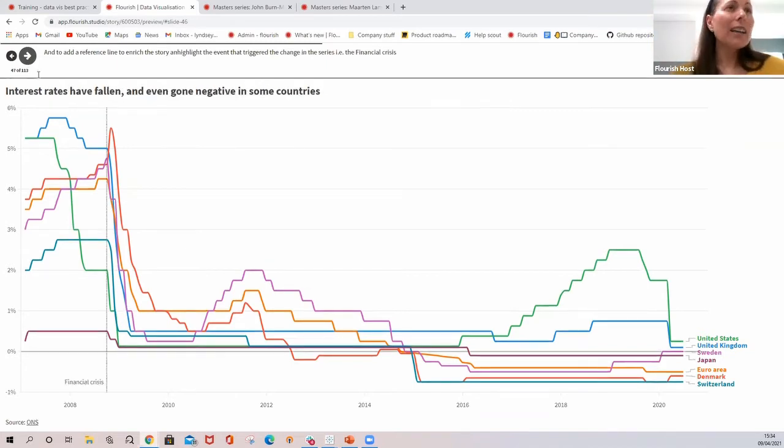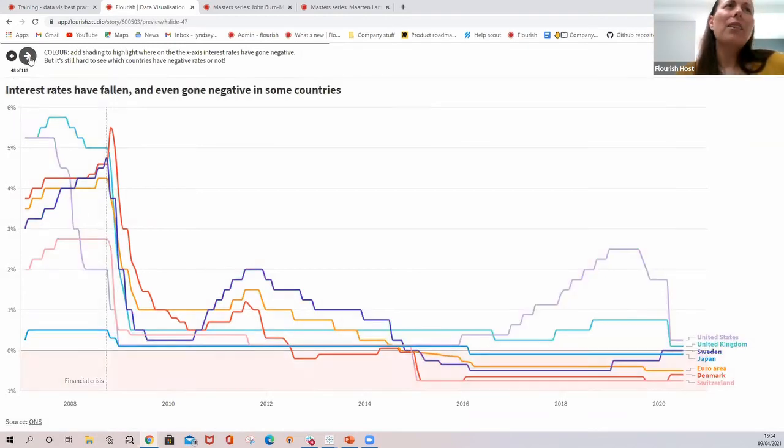Add a reference line, like I said before, annotation. This was the trigger for interest rates falling across these Western countries, the financial crisis. Tell people that, label that event. Colouring.